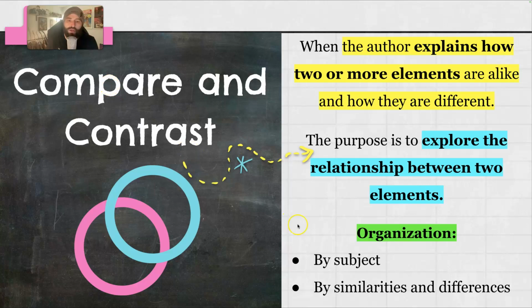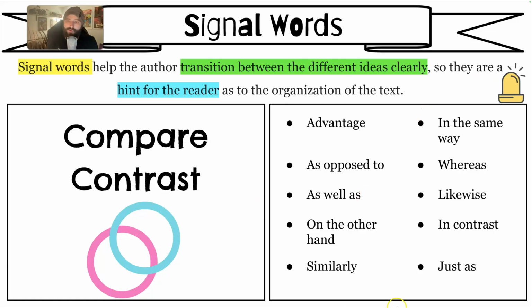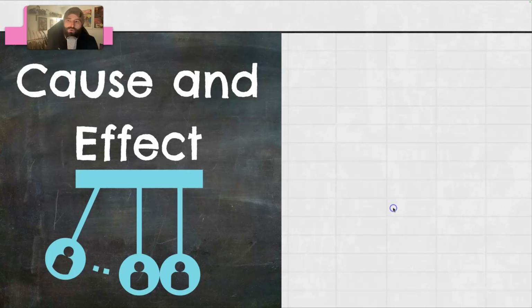Compare means similar, contrast means different. These are some of your signal words, right? Advantage, just as, similarly, on the other hand, so on and so forth.